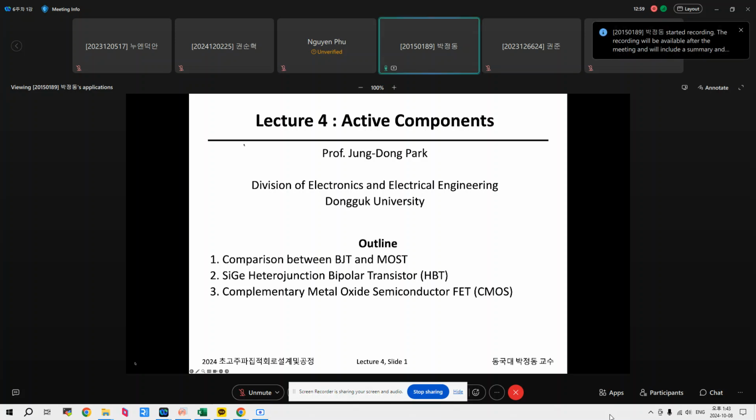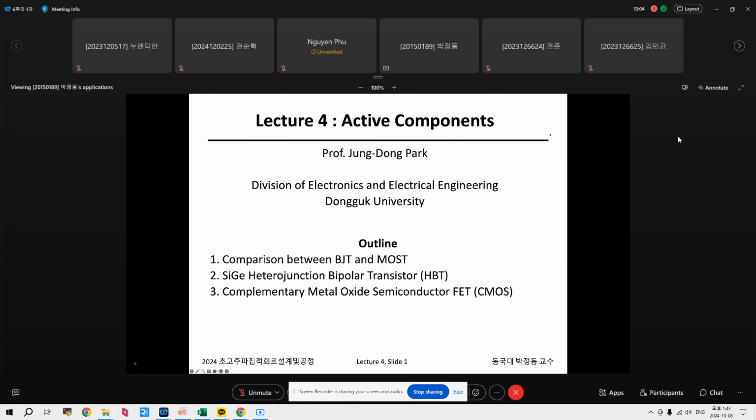All right, let's just start. Today, we study the active component. Okay, so we're gonna go through the operation of BJT and MOS. Especially, we use silicon germanium HBT. Also, as an RF and analog circuit designer, understanding of MOSFET is critical and essential. Okay, so we're gonna cover it.